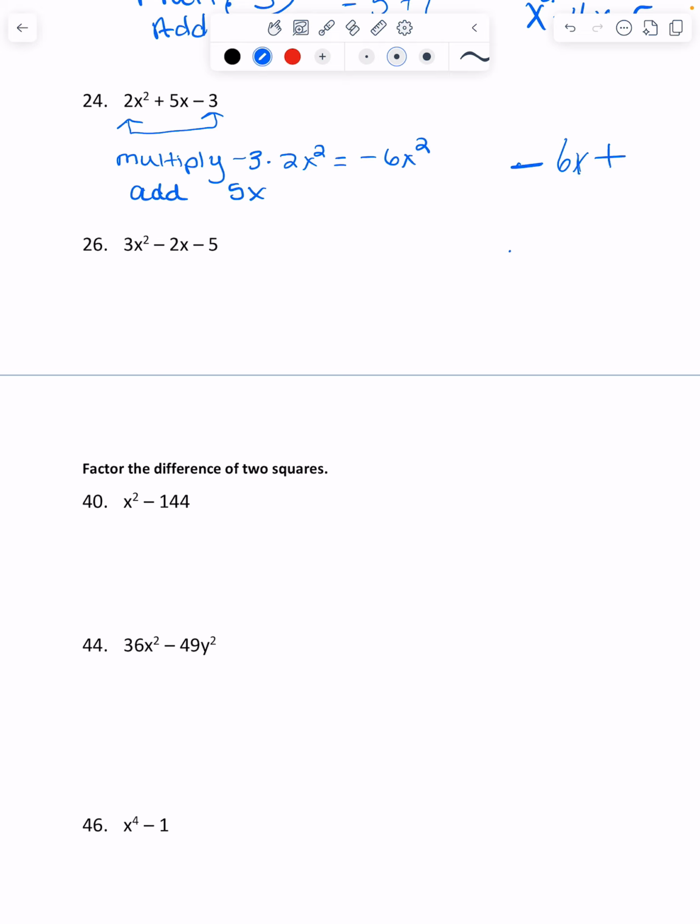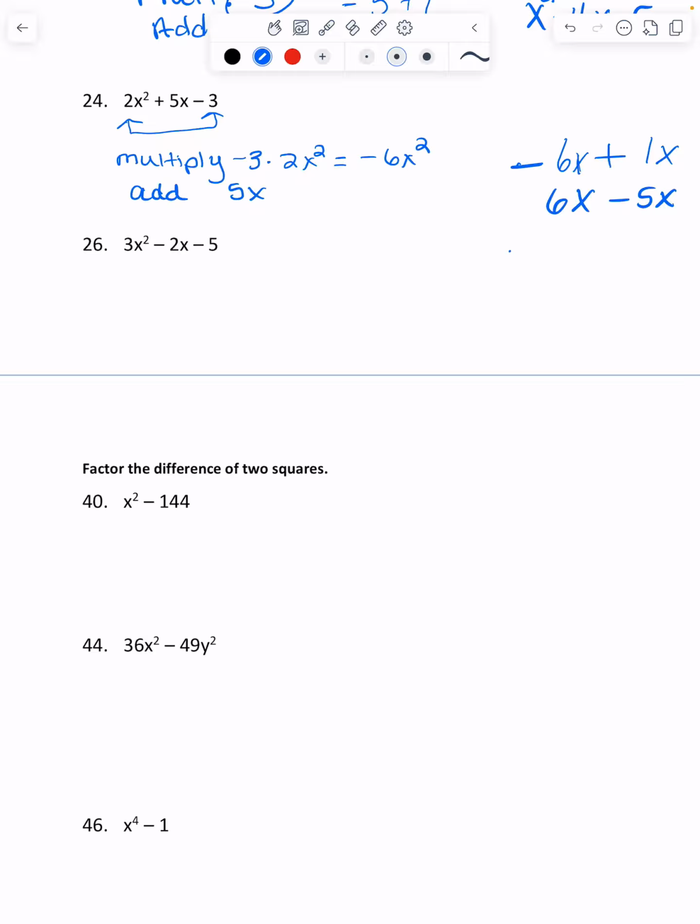Negative 6x times a positive, and I'm just going to write the 1 there to show you, positive 1x. Negative 6x times positive 1x gives me negative 6x squared, but when I add them, negative 6x plus 1x gives me negative 5x. It's not what I'm trying to do, is it? I'm trying to get a positive 5x. So when you get the right answer, but your sign is wrong, all you have to do is change your signs. So I'm going to want a positive 6x and a minus 5x.